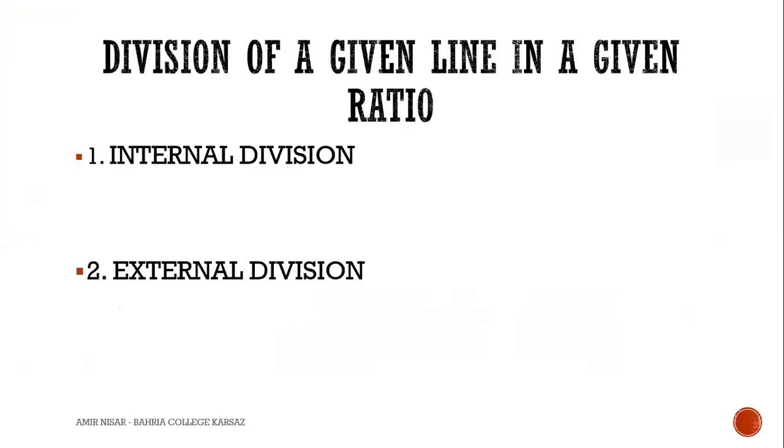Students, first of all, I would like to revise the important formulae that we had discussed in our previous class for this exercise 2.2. The first formula that we discussed here is division of a given line in a given ratio. There are two types of division you can see on this screen. One is internal division, the next one is external division. In internal division, the point of division lies on the line, whereas in external division, the point of division lies outside the line.